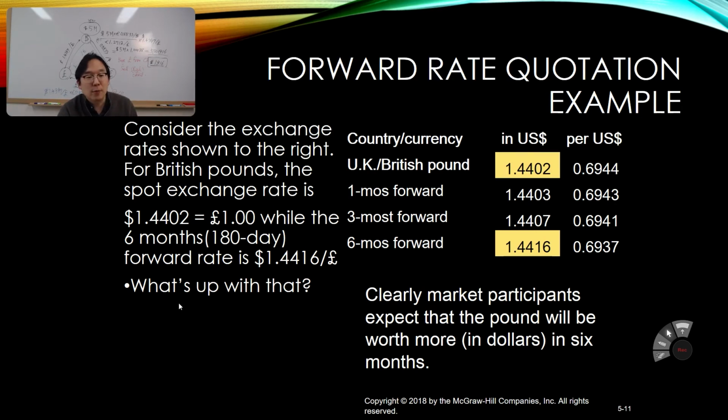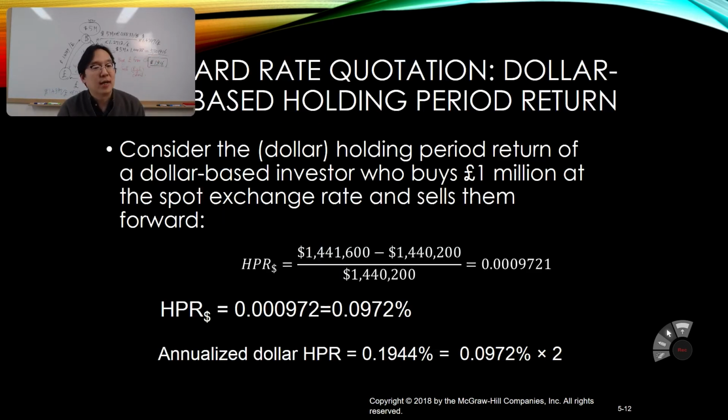Now, what's up with that? Well, clearly market participants expect that the pound will be worth more. The pound will appreciate in 6 month terms, and US dollars will depreciate over the 6 month horizon. So the pound is at a premium, and then the dollar is at a discount. Forward premium, forward discount. That's the idea.